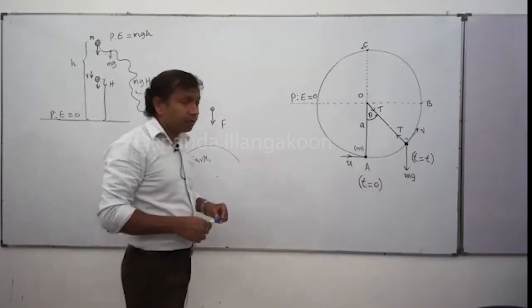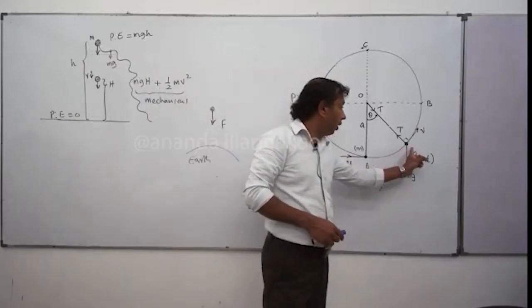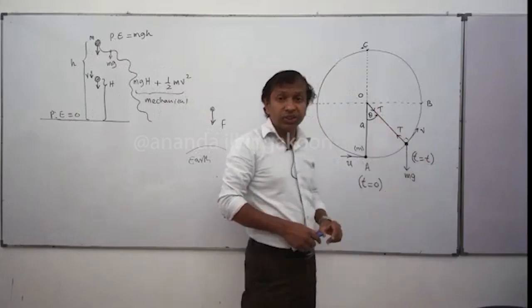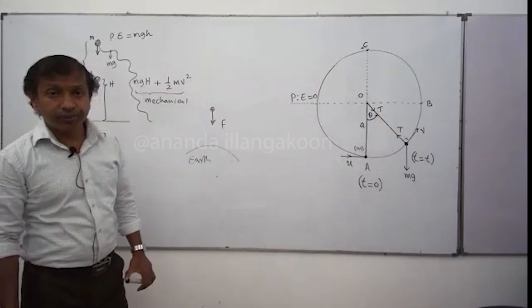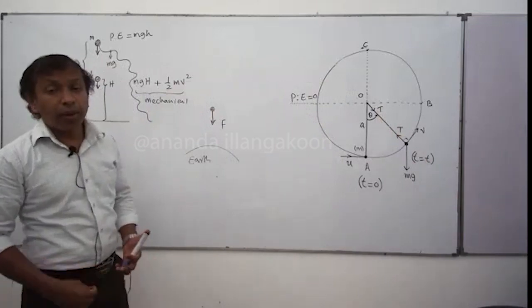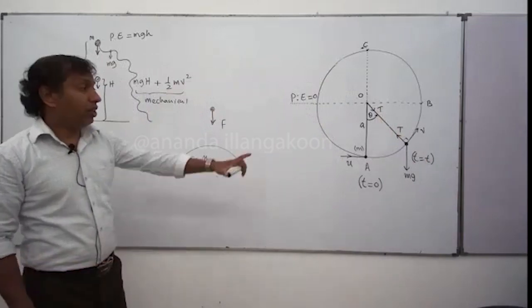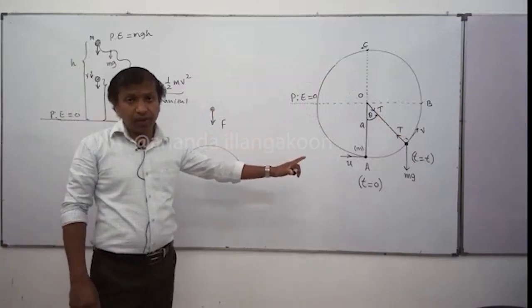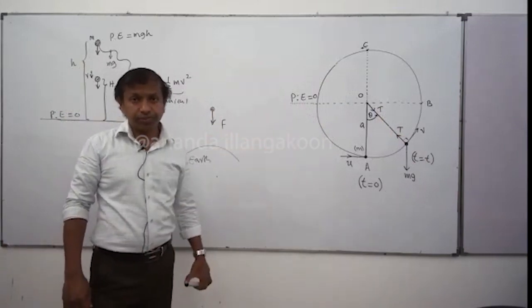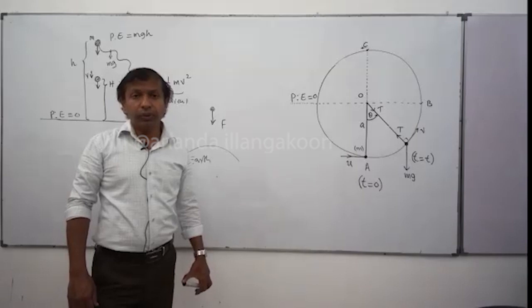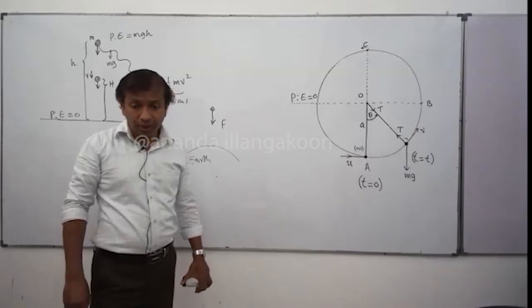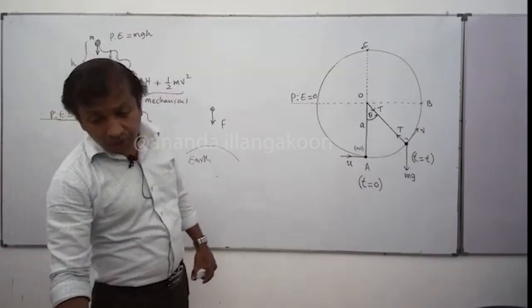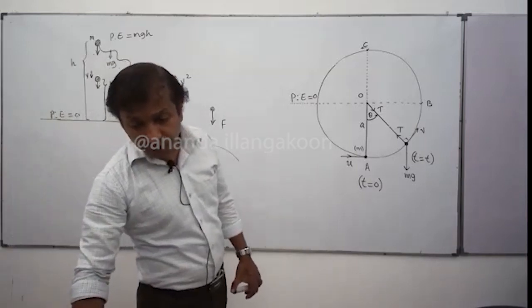The other equation, we obtain how? Apply F equals mv squared over r towards the center of the circle. That way, basically, we take two equations. By using those two equations, we can find the velocity v and tension T. Okay, so this is the first thing you must understand.